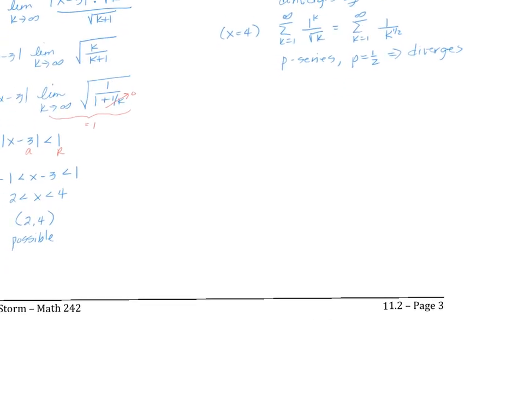So now my interval of convergence is include the 2, but not the 4. And then my radius of convergence is simply 1.